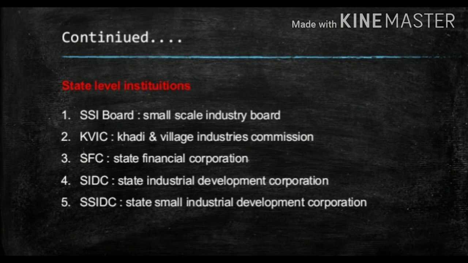First one is SSI board, that is the small scale industries board. It is the apex body to central government in matters related to the small scale sector in the country. And KVIC, KVIC is Khadi and Village Industries Commission. And SFC, SFC provides finance support for starting SSIs. And now SIDC, it promotes infrastructure facilities. And last one is SSIDC, it helps small and tiny units in procurement of scarce raw materials. It also gives other services.